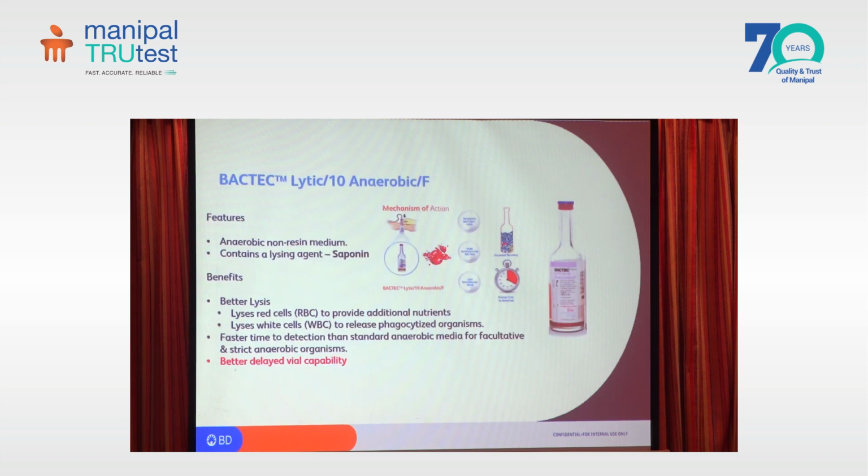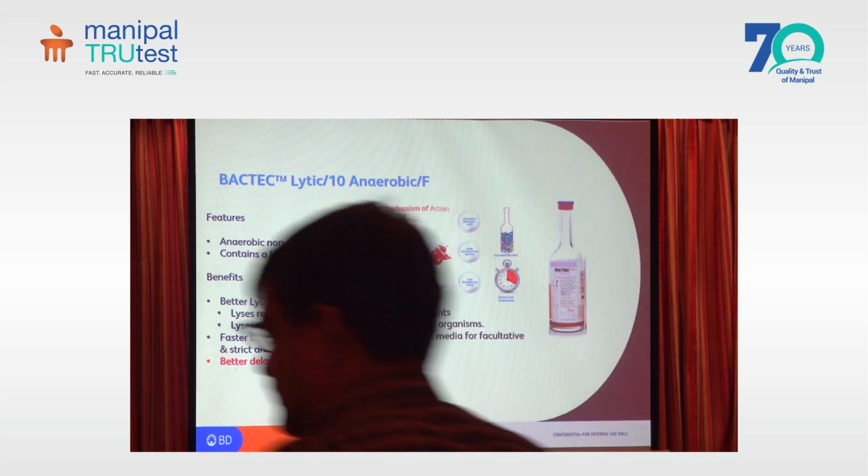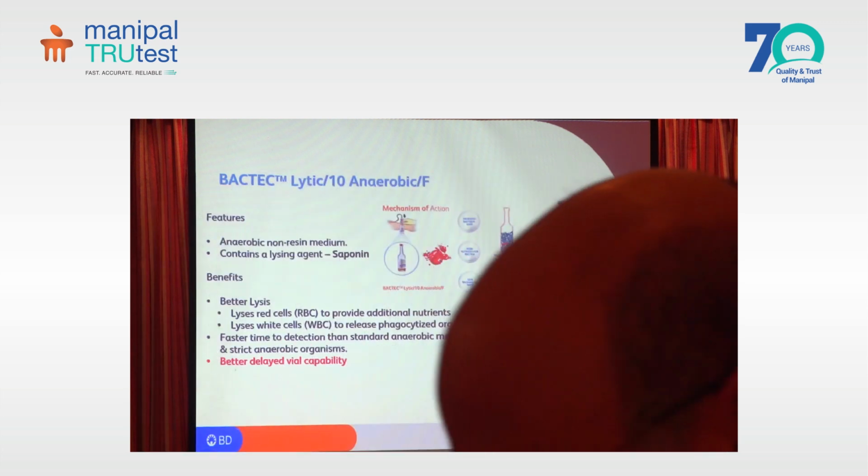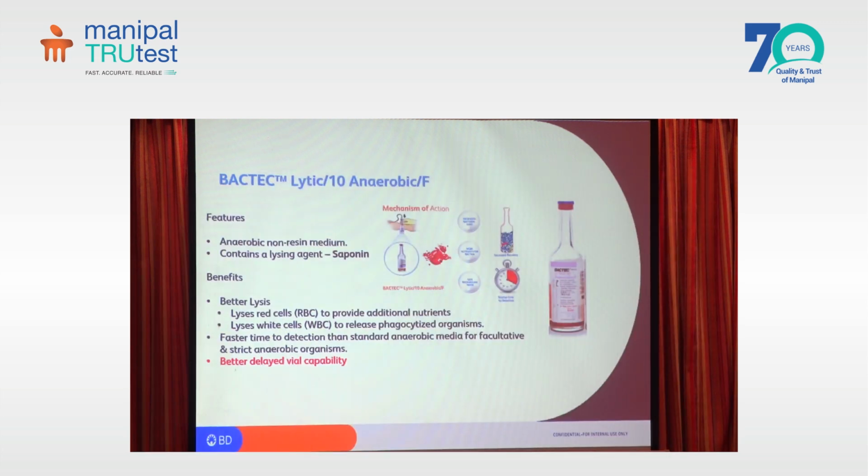Okay. And the other media which is present with BD is Bactec Lytic Anaerobic media. So lytic, as the name suggests, will cause lysis. It will cause lysis of RBCs and WBCs, and this lysis occurs due to the presence of saponin in the blood culture media. Lysis of RBCs will release the nutrients for the bacteria to grow, and lysis of WBCs will release the phagocytosed organisms. So eventually, recovery of the organisms is more and faster.